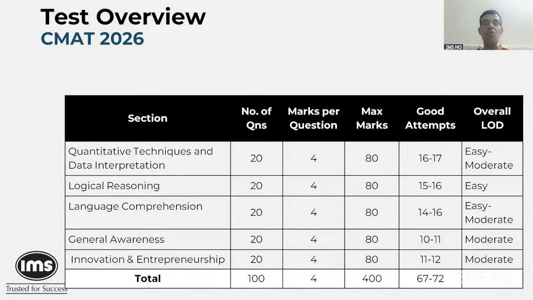So if you can score well in these sections, that propels your score to a higher trajectory. Because as you can see, for QT and DI, a good attempt is already 16 to 17 out of 20. So there is not much scope for anyone to go high in this particular section. But on the other hand, this INE section had good attempt of 11 to 12. Now, if someone can attempt, say, 17, 18 questions with good accuracy, so that can be a differentiating factor between a student who scores really high and the student who is not able to score that high. So this is one distinguishing factor in CMAT.